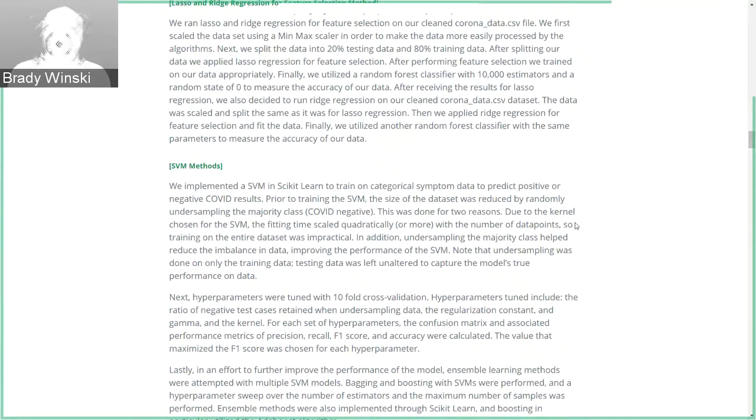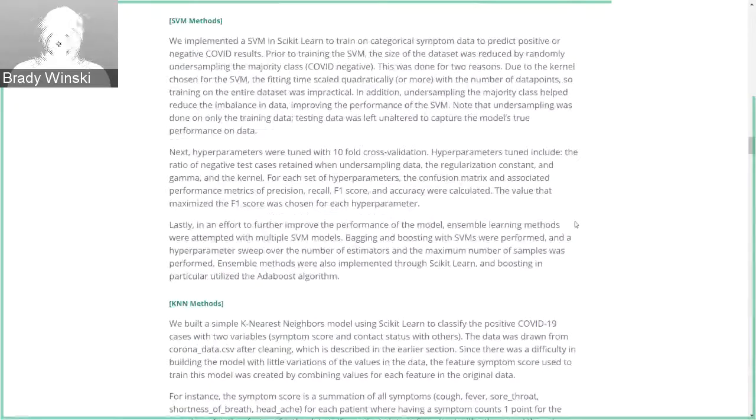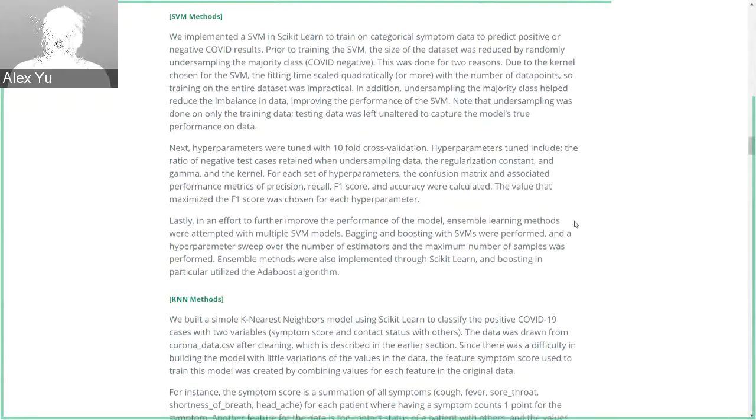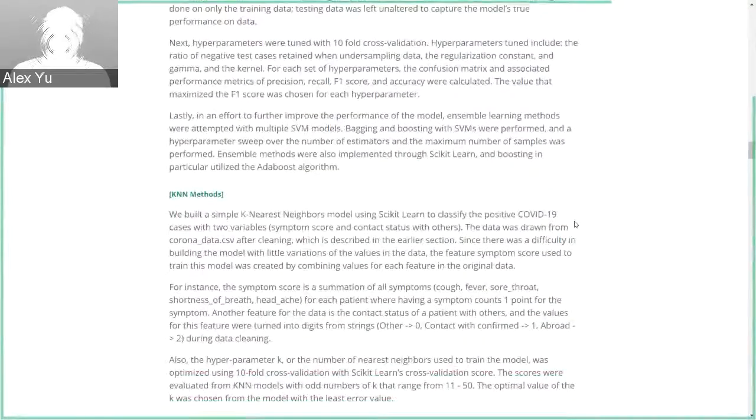We implemented an SVM in scikit-learn to predict COVID diagnosis based on categorical symptom data. Prior to training the SVM, we first reduced the dataset by undersampling the majority class. This was done to A, address the class imbalance, and B, reduce fitting time. Next, we tuned hyperparameters using tenfold cross-validation. Hyperparameters tuned include the ratio of negative test cases to positive test cases of undersampling data, regularization, gamma, and the kernel. Lastly, we attempted to improve the performance of the model by using ensemble methods of bagging and boosting.